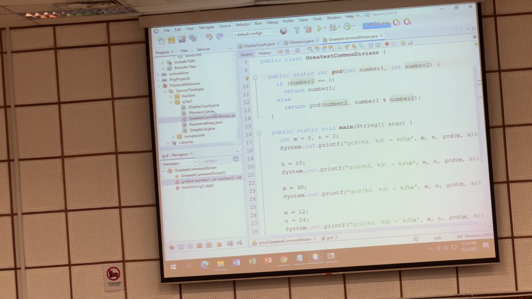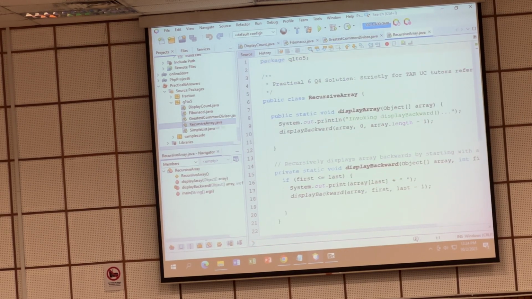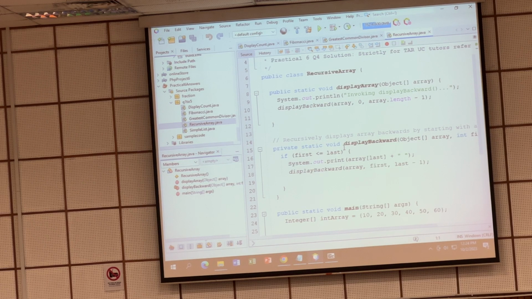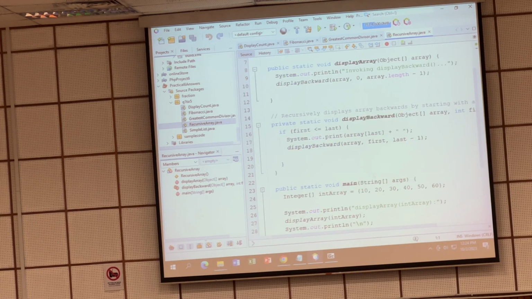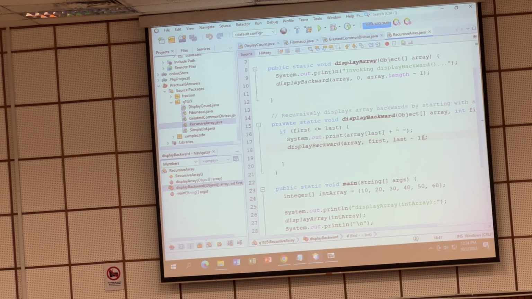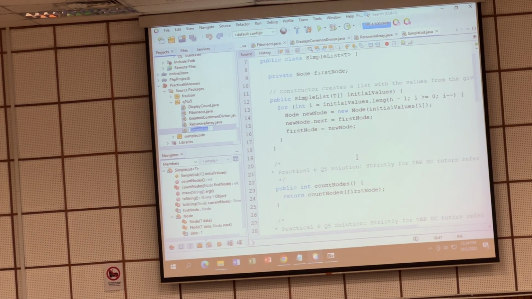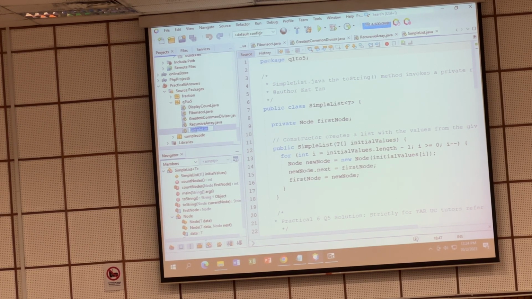Okay. The next one, recursive array. This is to print value. Alright, to print value, how do you call recursively? The array is there, then how do you print it? So this one, you have to take a look. This is for a list, so maybe list no need, simple list, okay?